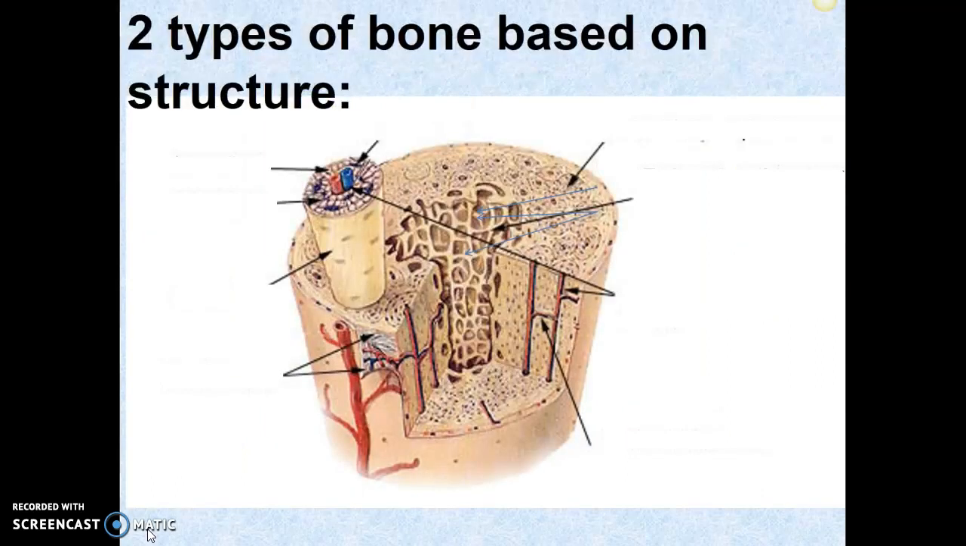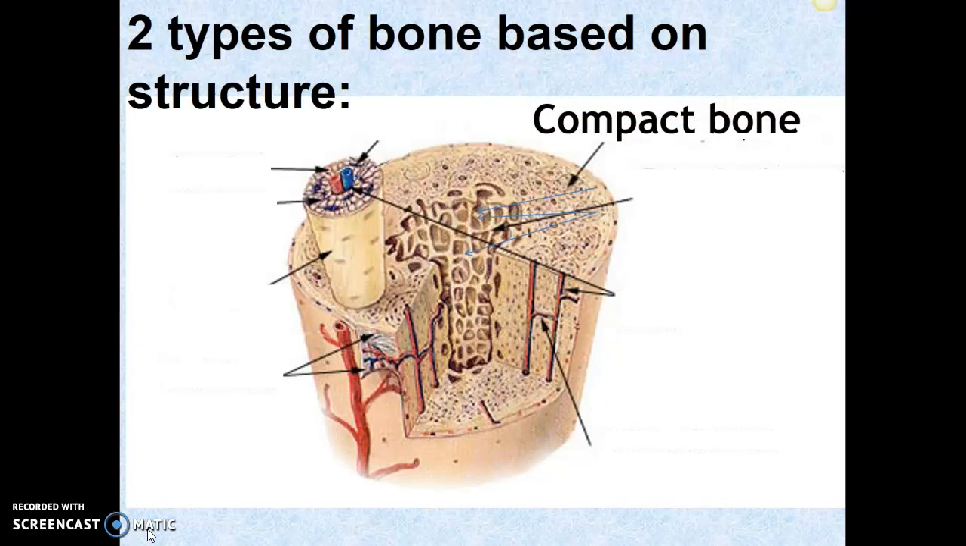There are 2 types of bone based on the structure. In this picture, a cross-section of the diaphysis or shaft of the bone, you can see the osteon, the functional unit of compact bone, sticking out. There's a whole bunch of these osteons making up the compact bone. It's very compact, made of osteons.